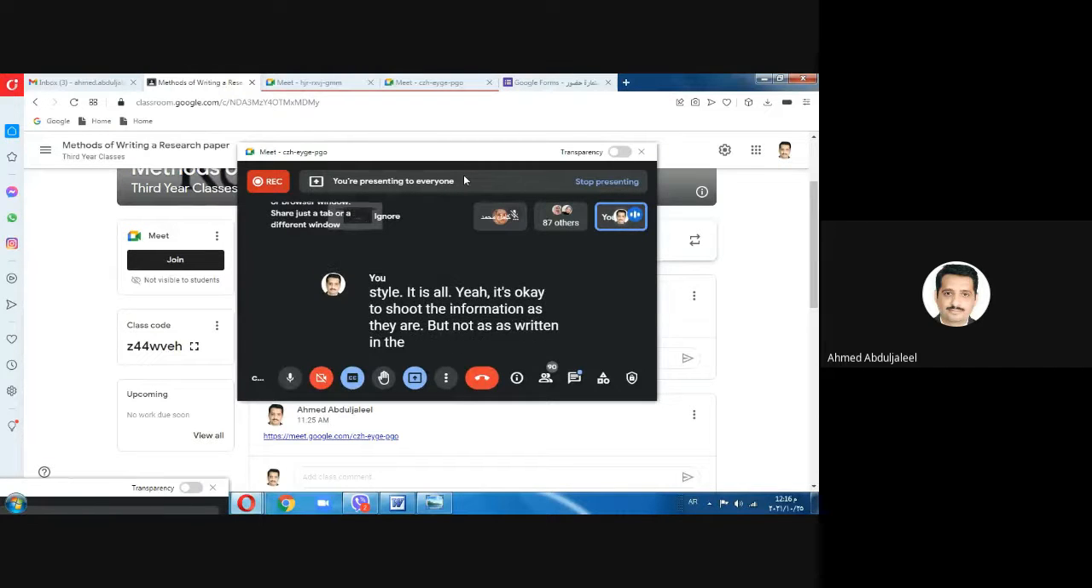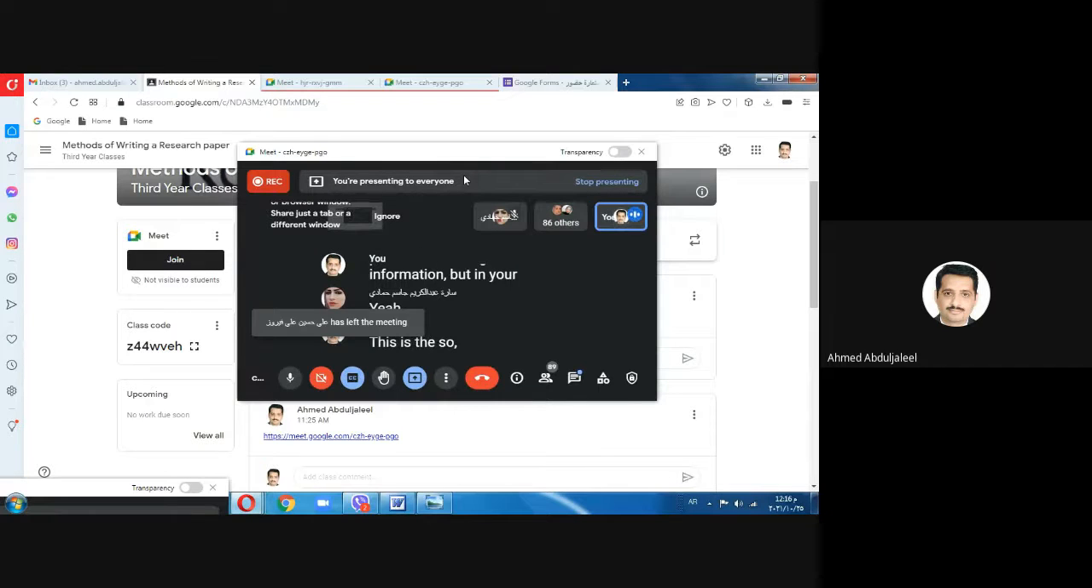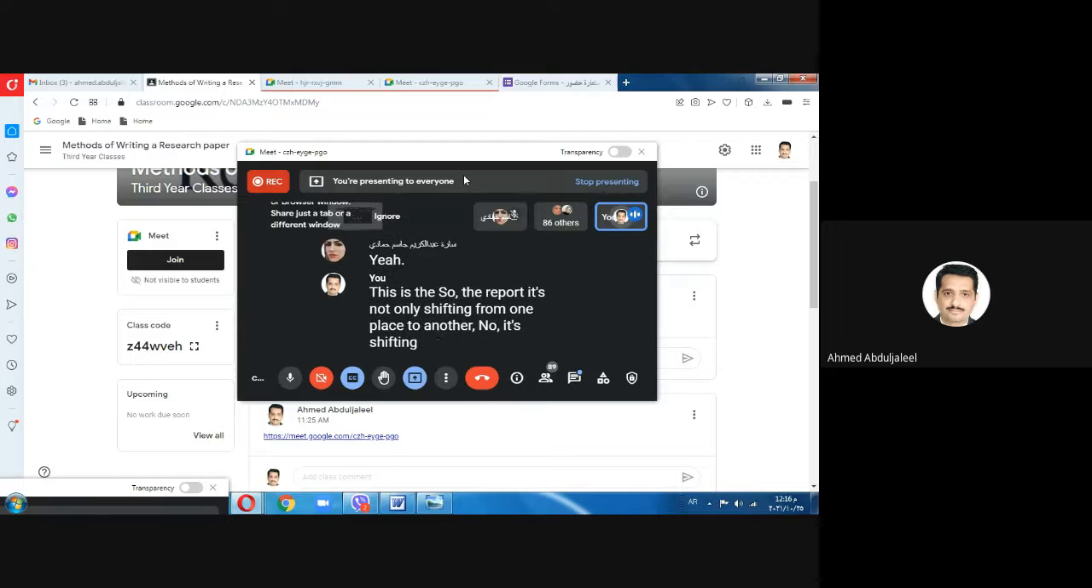No, in your style. This is what we call paraphrasing, and I believe that you have an idea about paraphrasing, writing the same information but in your style. This is the idea. So the report is not only shifting from one place to another. No, it's shifting the ideas as they are, presenting them as they are found in the text, but in your style, in your own words.